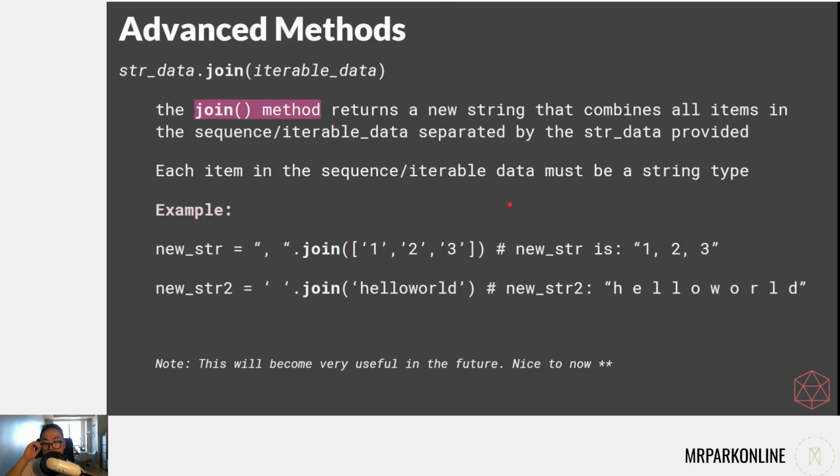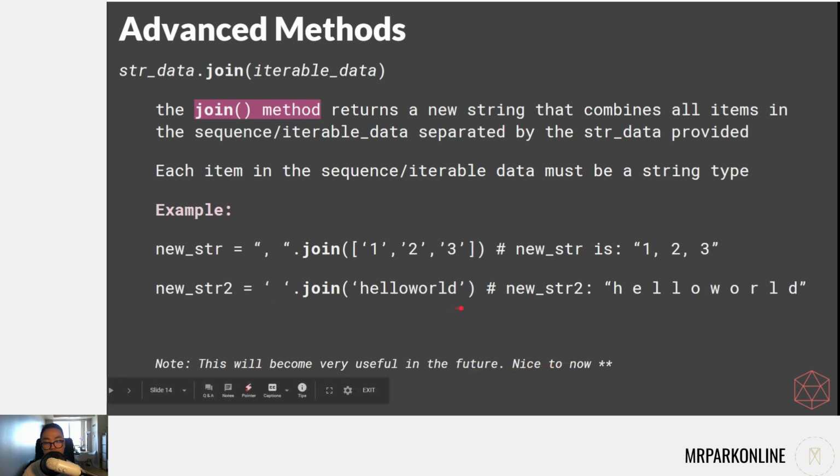Second, lastly, there is the join method. This is going to be very useful in the future. Nice to know right now. The join method returns a new string that combines all the data in our iterable item sequence into a string. And it's a lot easier to look at the example. I have a new string variable. I'm going to combine 1, 2, and 3 with a comma and a space. So this list gets converted into this string. So if you ever wanted to turn a list into a string, we can do it like so.